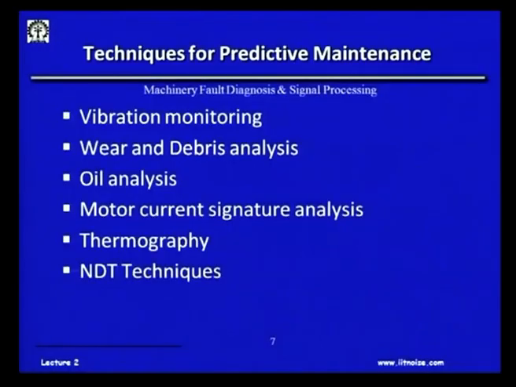Now, what are the techniques available for predictive maintenance? As I was telling you, you had some idea about them. In the last class I told you that 70% of the cases of predictive maintenance is by vibration monitoring, followed by wear debris and oil analysis, which is the remaining 20%, and then next comes motor current signature analysis, thermography and the NDT techniques, which is the remaining 10%. I will just give you an example on thermography.